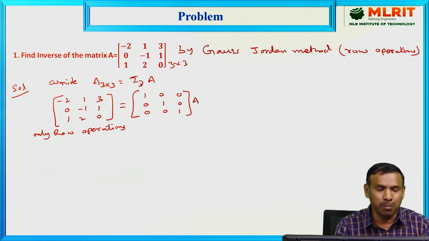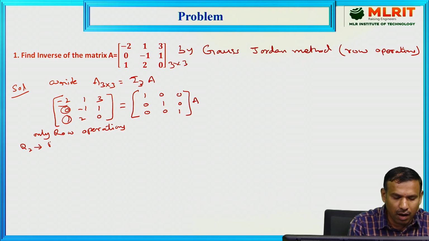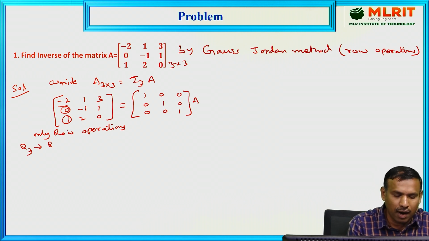So here I am doing the same thing. Using the first element, make the below two elements 0. So what are the operations? R2 implies R2, since the R2 element is already 0. Then let us make R3: R3 implies R3 plus... R3 is 1, multiplied by 2, so 2 into R3, since our element is minus 2. So 2 R3 plus R1.